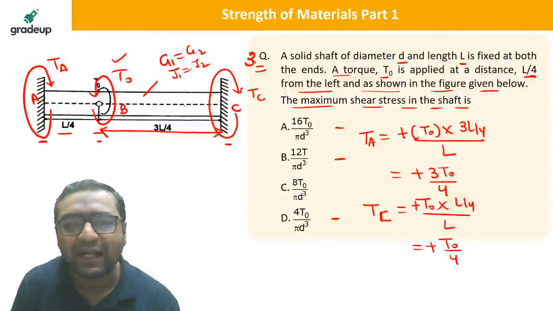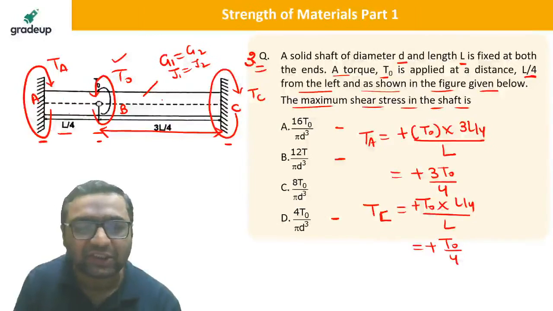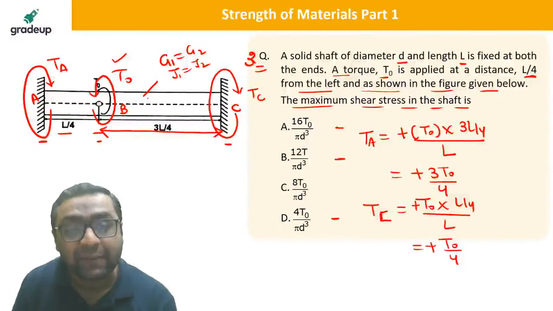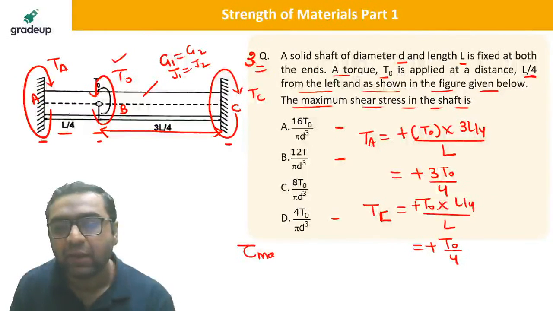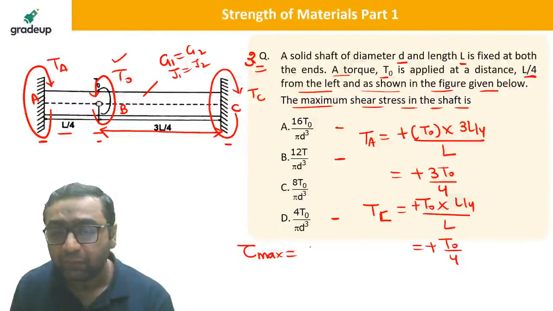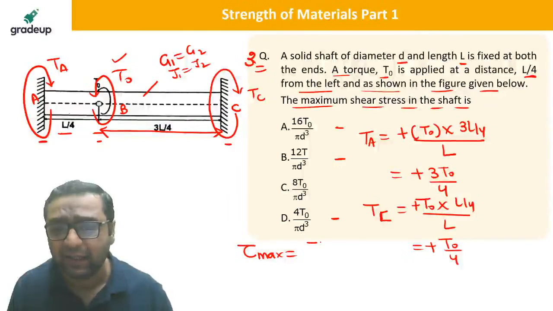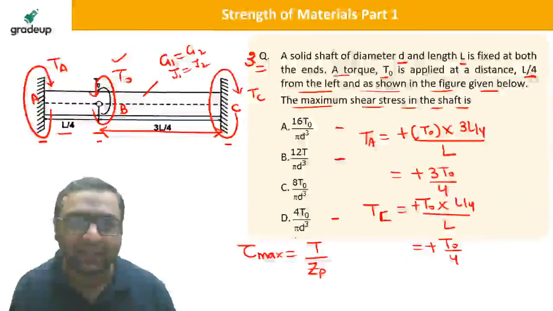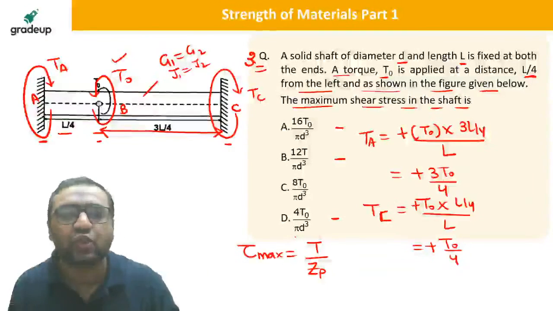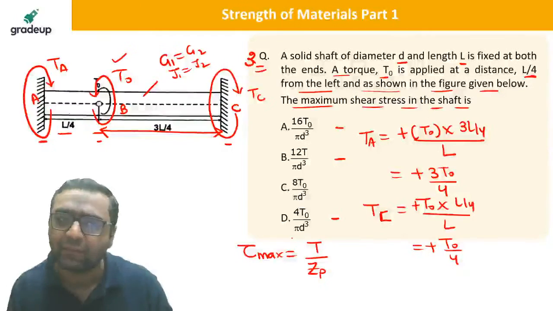So if the complete cross section has the same area, same J, and you want to write down the maximum shear stress, it is given as basically T upon ZP. ZP is the same throughout the length. So the section in which torque is maximum, you will get the maximum shear stress.